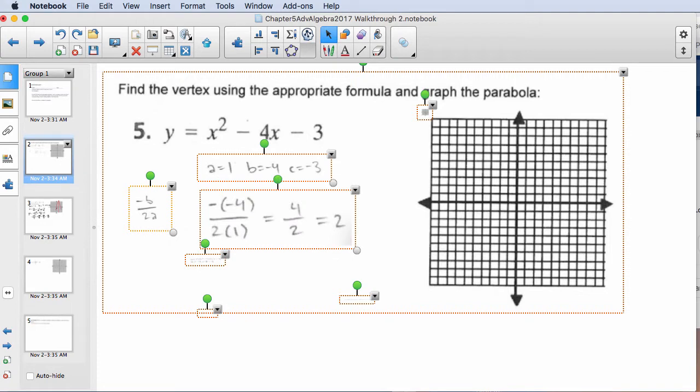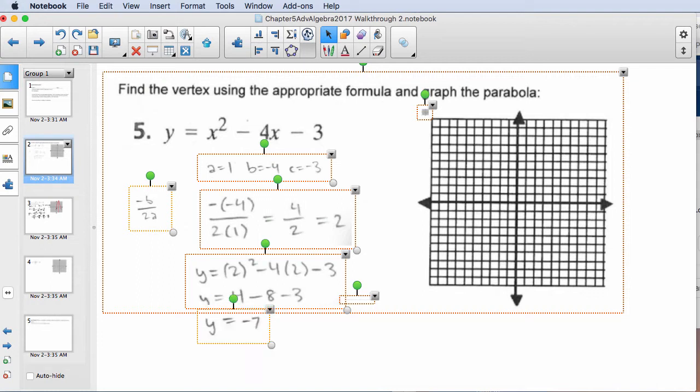Substitute in the values for our formula. I like using parentheses here, so I am careful about the negative sign. So 4 over 2 reduces to 2, so our axis of symmetry is x equals 2. To find the y-coordinate, we plug that back into our original equation. So replace x with 2: 2 squared minus 4 times 2, and 4 times 2 is minus 8, and then subtract the 3. That returns a value of y equals negative 7. So our vertex is (2, negative 7).